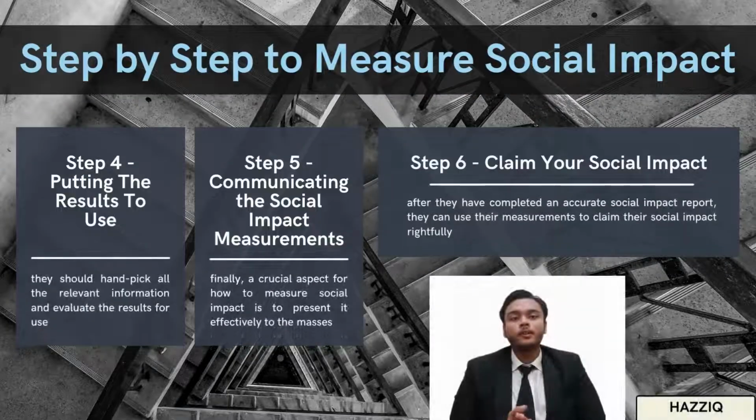As for step 4, after a company has collected data on the specified performance indicators, they should have all the relevant information and evaluate the results for use. A basic framework to review social impact data includes listing out the key events and achievements, specifying the improvements and new strategies introduced in the reporting period, the input metrics used, and anything else related. The next step, a crucial aspect of how to measure social impact, is to present it effectively to the masses.